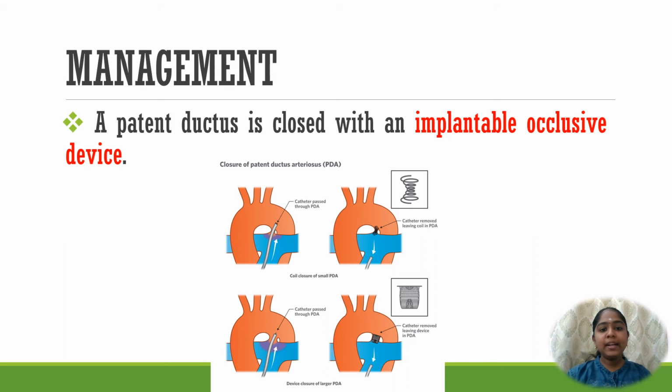Management. A patent ductus is closed with an implantable occlusive device. Closure should be undertaken in infancy if the shunt is significant. This may be delayed until later childhood in those with smaller shunts for whom closure remains advisable to reduce the risk of endocarditis.